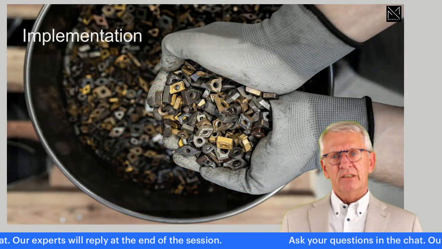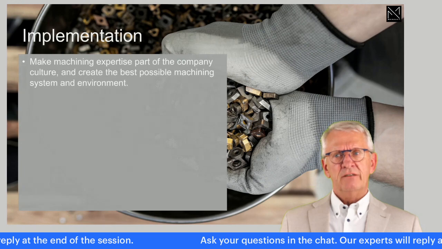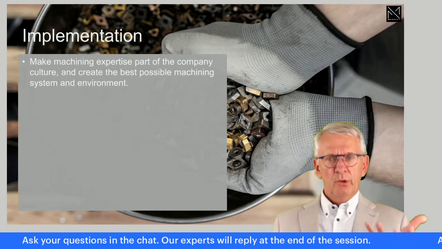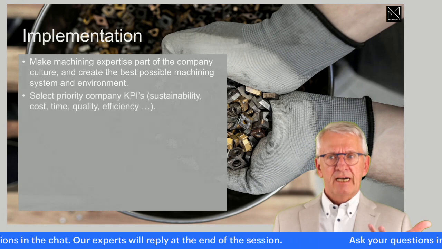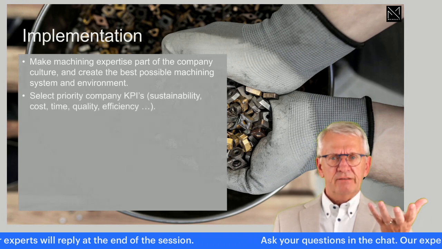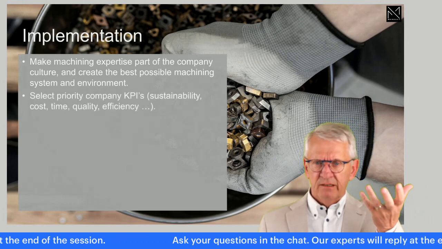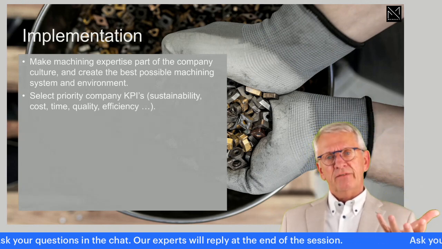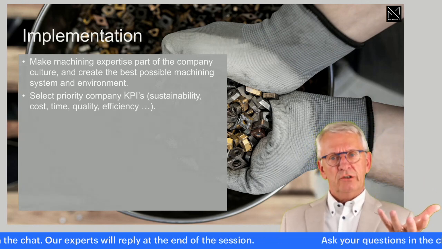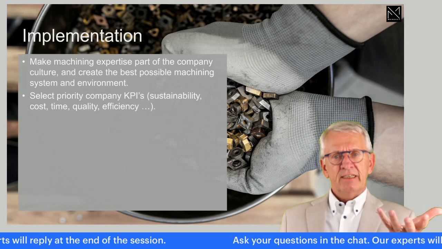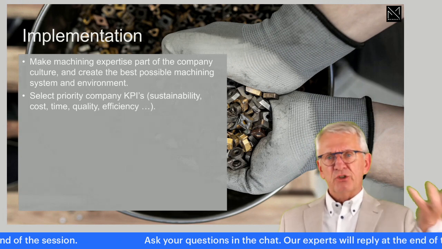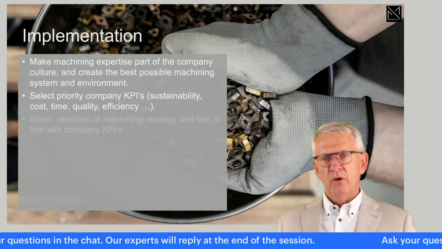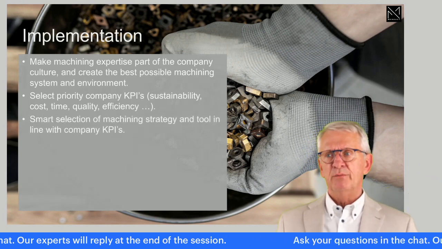Implementing this type of thing, it's about first, make sure that you have expert people employed in the company, and create or ask them to create the best possible machining environment. Make sure it's clear for everybody what is most important in the whole thing. That it's not about productivity and speed and fast. No, it's more about reliability, controllability, quality, and that type of things.